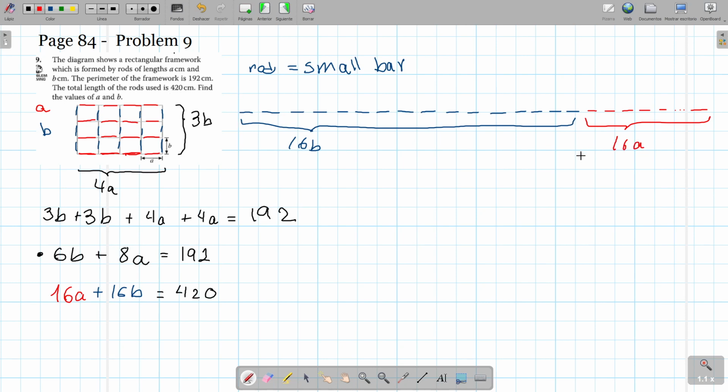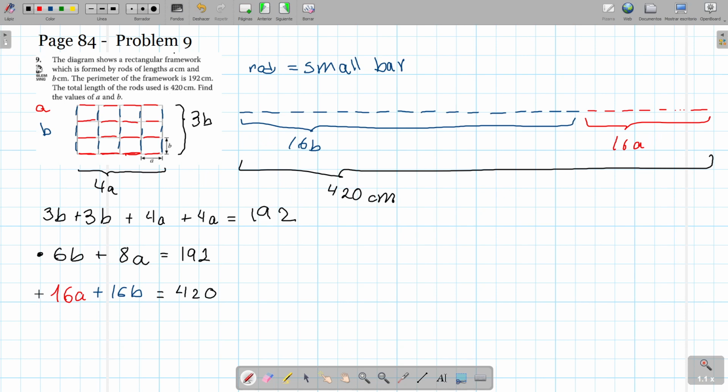The total length, the total distance that these two are going to have, is going to be 420 centimeters. Of course, here it is the opposite. Here I put 16 times a plus 16 times b, but it's not going to make any difference. This one can be here first and the other one later, next to it, and we are going to have the same length.